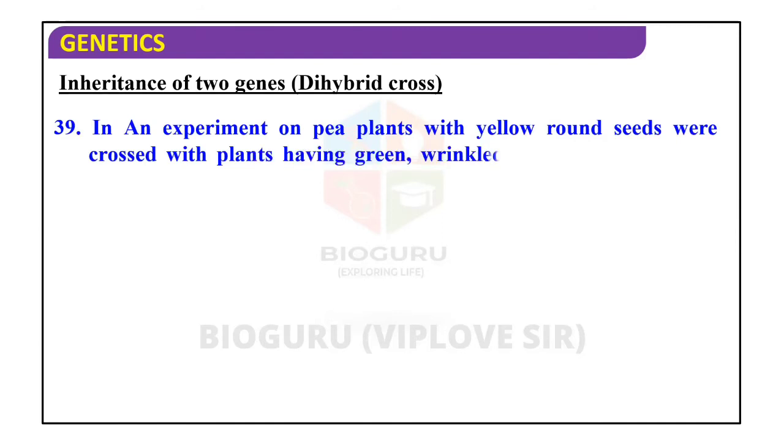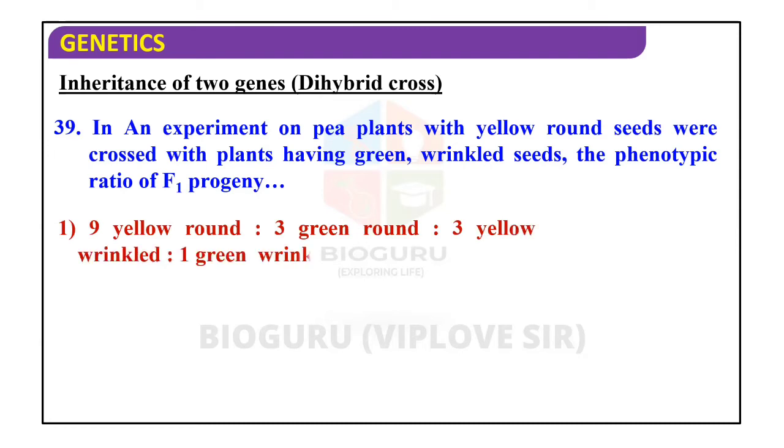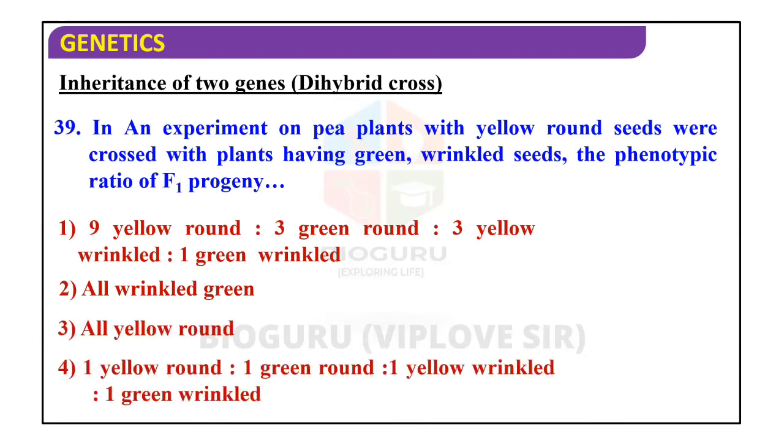In an experiment on pea plants, plants with yellow round seeds were crossed with plants having green wrinkled seeds. What is the phenotypic ratio of F1 progeny? 9 yellow round, 3 green round, 3 yellow wrinkled, and 1 green wrinkled; all wrinkled green; all yellow round; or 1 yellow round, 1 green round, 1 yellow wrinkled, and 1 green wrinkled? Yes, it is 1 yellow round, 1 green round, 1 yellow wrinkled, and 1 green wrinkled.